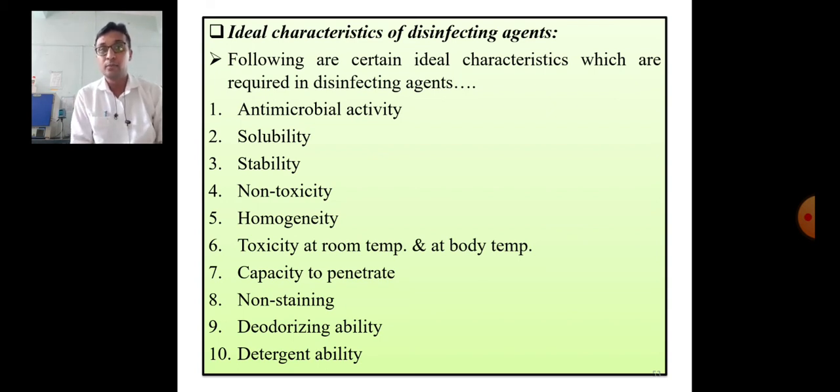Understand? Fifth one, homogeneity. Whatever disinfecting material, whatever disinfectant you are going to use, should be homogeneous in nature. That homogeneity will help with the uniform distribution of that particular disinfecting agent over the flooring, and over the materials which you want to disinfect. So students, try to understand what I want to explain: the disinfectant material we are going to use should be homogeneous in nature.